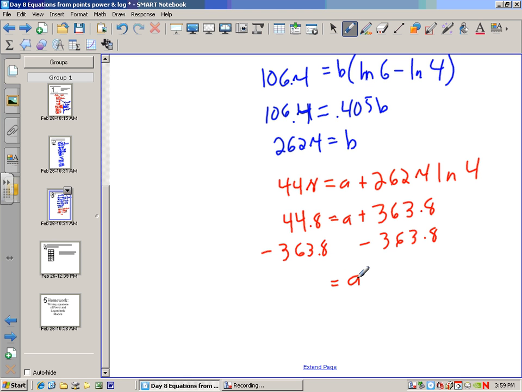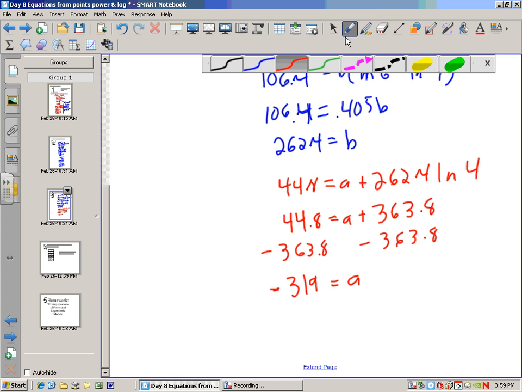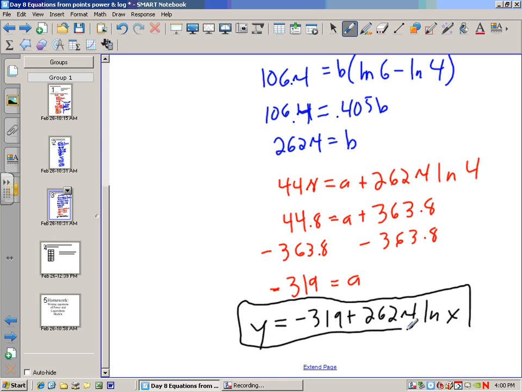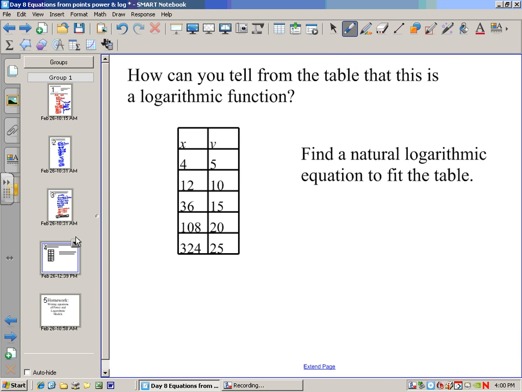So my a value would be negative 319. So if I write my formula, I have my a and my b, so y equals negative 319 plus 262.4 times the natural log of x. All right. Now you try this one.